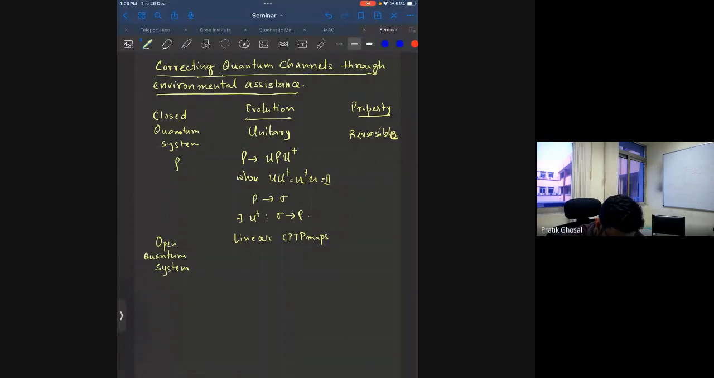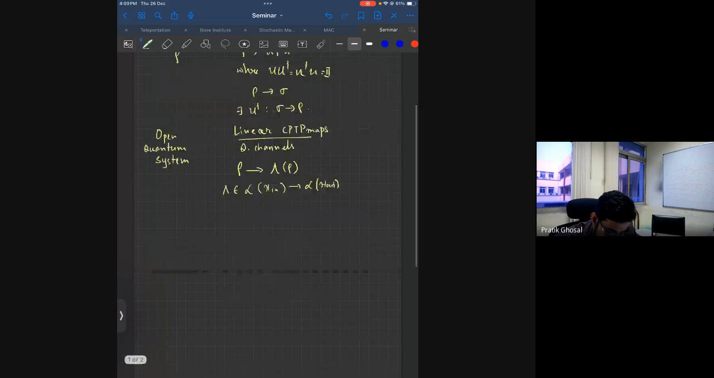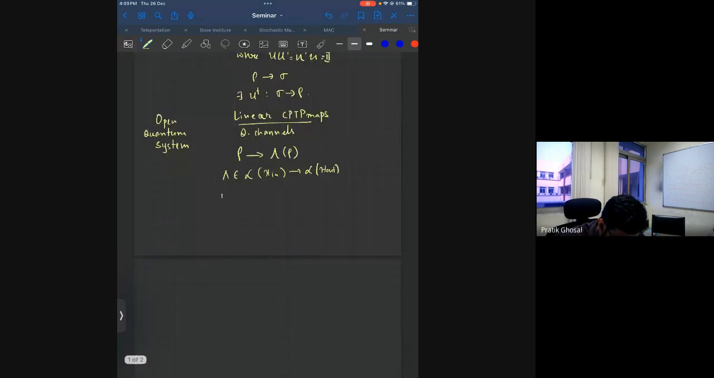So linear CPTP maps, or sometimes we call them quantum channels, where the state evolution is described by some lambda of rho, where lambda is a linear map from the input Hilbert space to the output Hilbert space. And this is trace preserving, so trace of lambda of rho equals trace of rho. And it is completely positive.